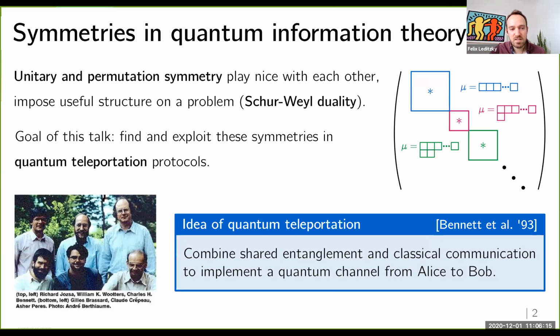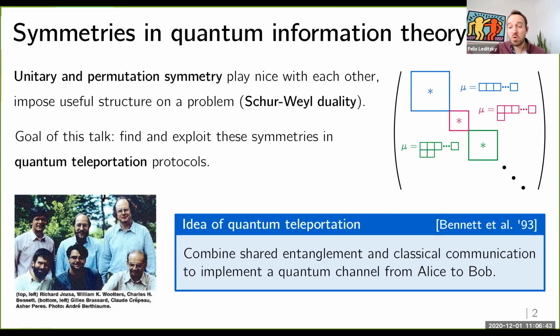In this paper and in this talk, our goal is to find and exploit these symmetries in quantum teleportation protocols. Quantum teleportation is arguably one of the most important quantum information processing tasks. It was devised by Charlie Bennett and 5 other people in the 90s. And in some way, it really kickstarted quantum information theory, at least in my opinion.